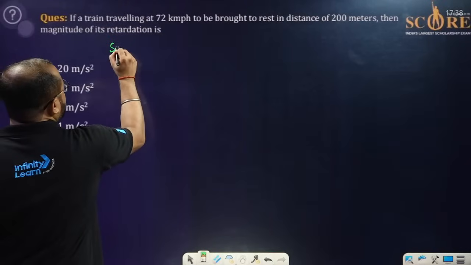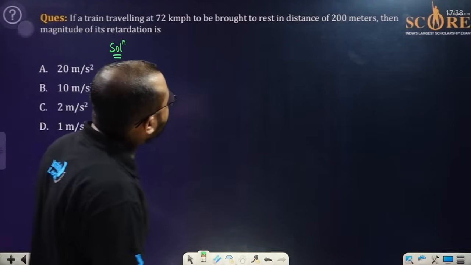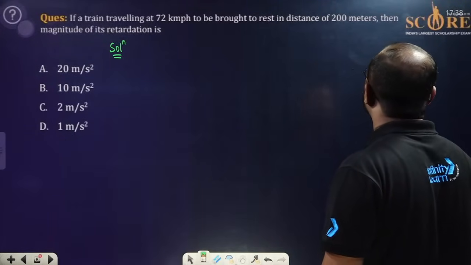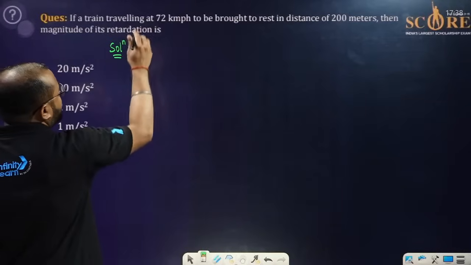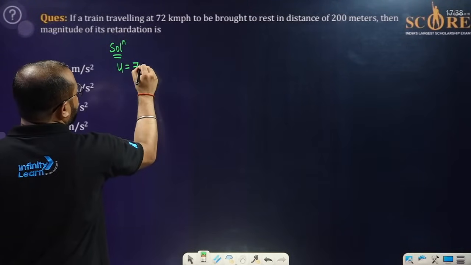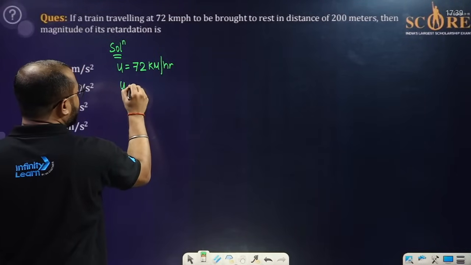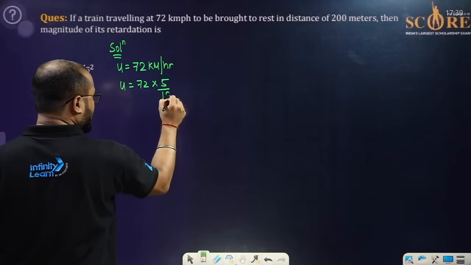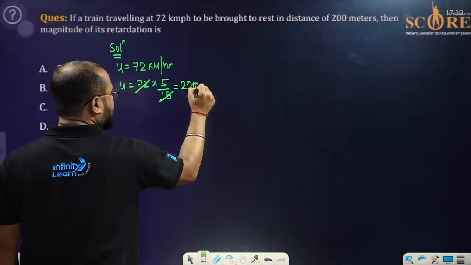Solution for this, people. If a train is traveling at 72 km/h to be brought to rest in a distance of 200 meters, then what will be the magnitude of retardation? We have the value of u, that is 72 kilometers per hour. We have to convert this into meter per second, that is 72 multiplied by 5 by 18. I believe this shortcut you know. This and this, it is going to be 20 meter per second.